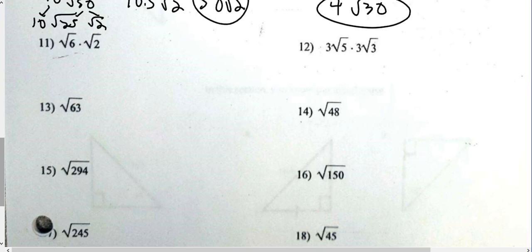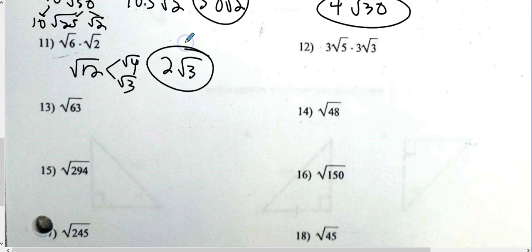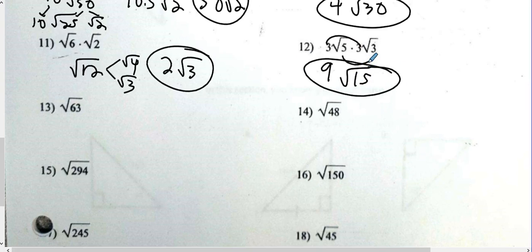Okay, radical 6 times radical 2 is radical 12. Don't forget that. What magic number goes in there? Radical 4 times radical 3. The square root of 4 is 2. The radical 3 is left over, and we're finished. Outside times outside, inside times inside. And guess what? There's no perfect square number that goes into 15. Not 9, not 4. You're finished.